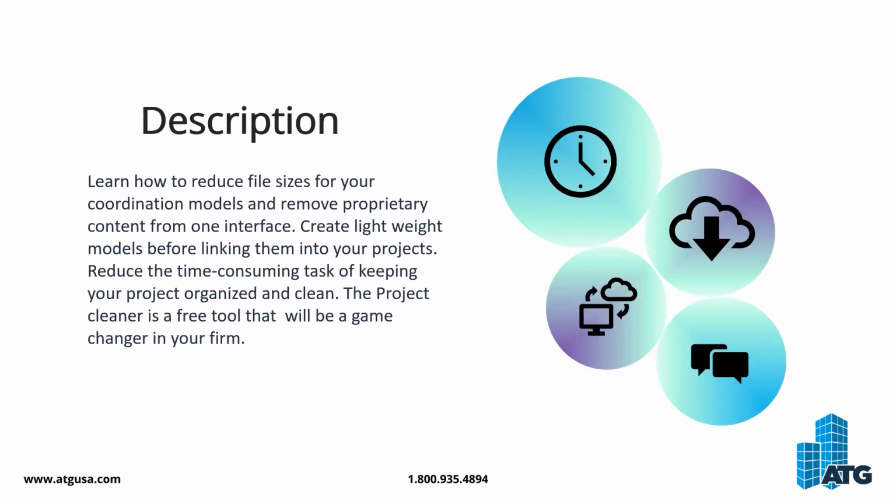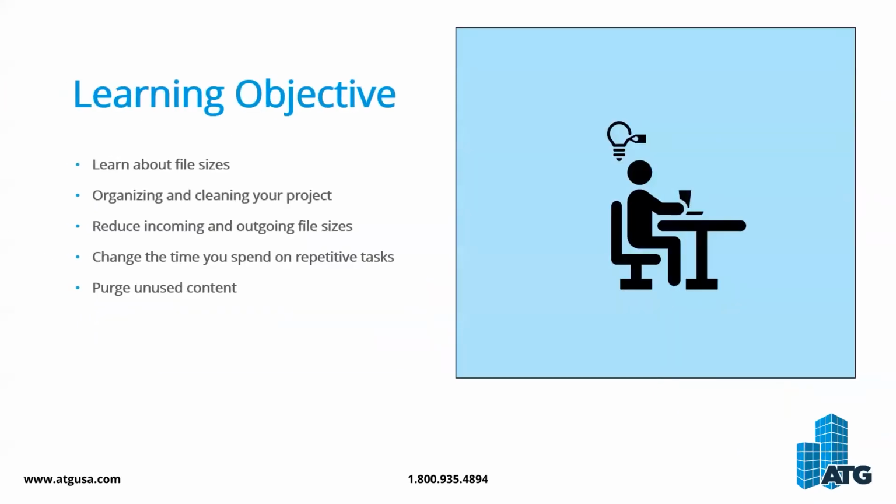We're also going to start taking a look at the learning objectives here. We're going to learn about what file sizes are. We're going to be talking about organizing and cleaning your project, reducing incoming and outgoing files, and changing the speed and time we spend on repetitive tasks. We're also going to purge unused content elements in Revit that someone imported, or maybe we imported and no longer need, and we need to purge all of them out as well.